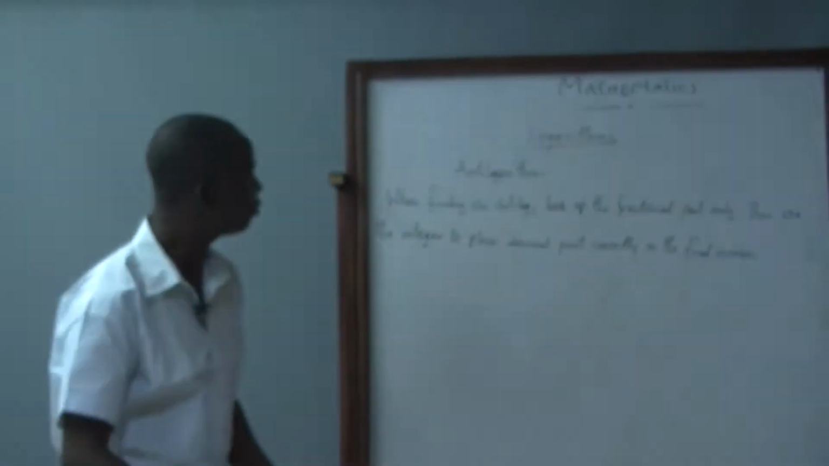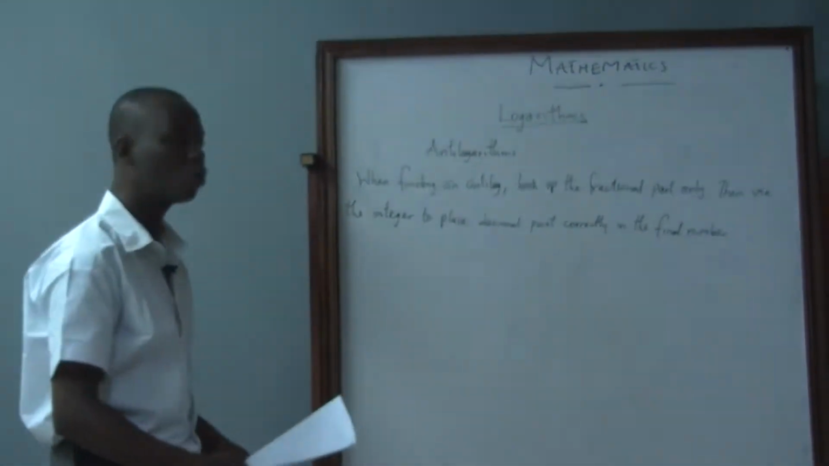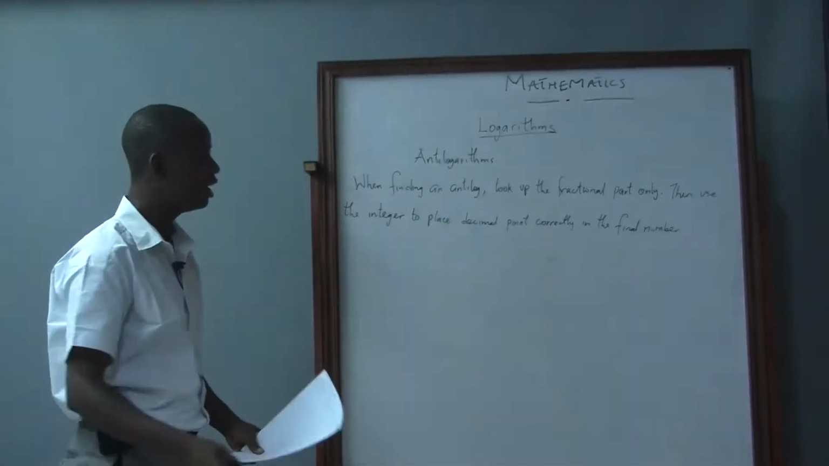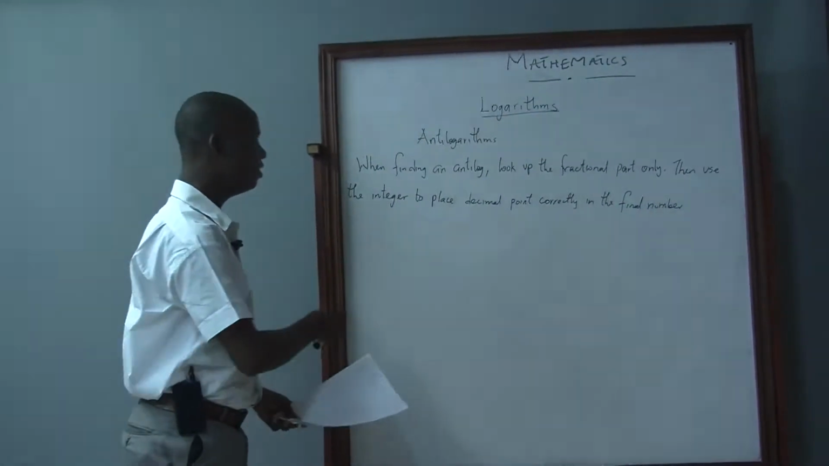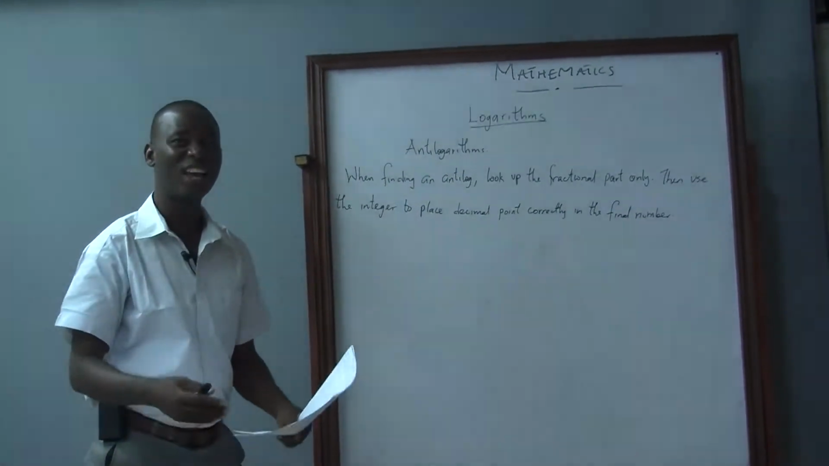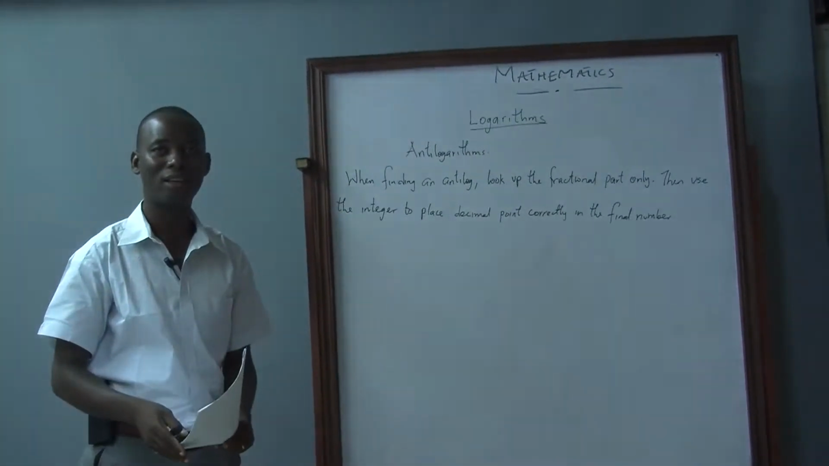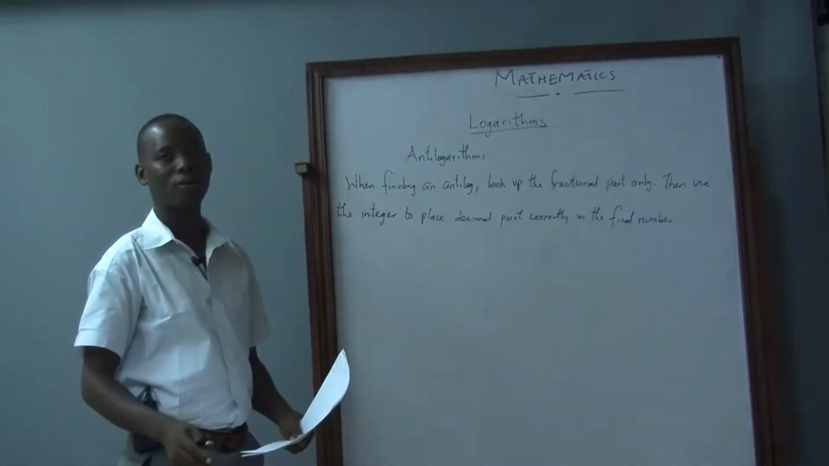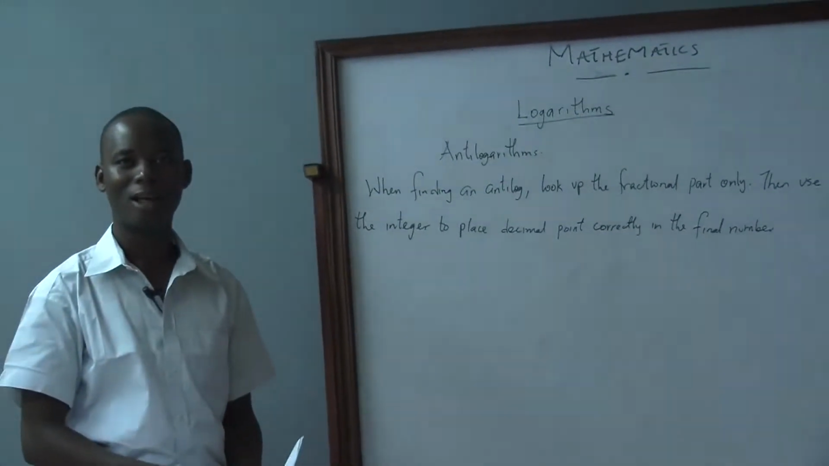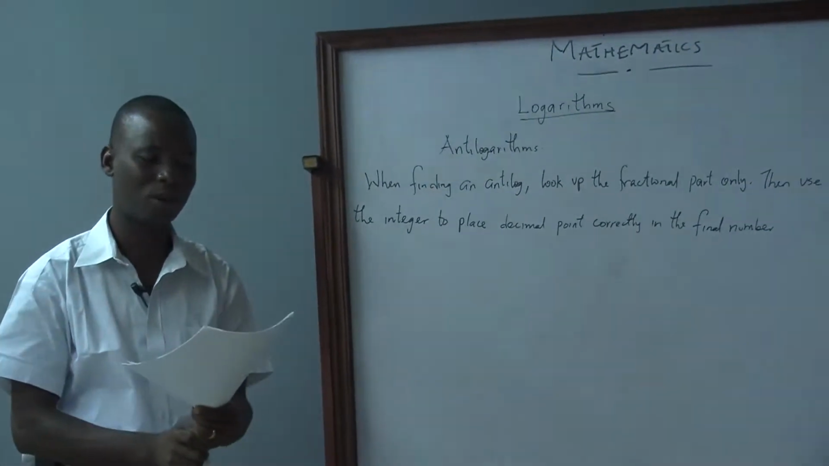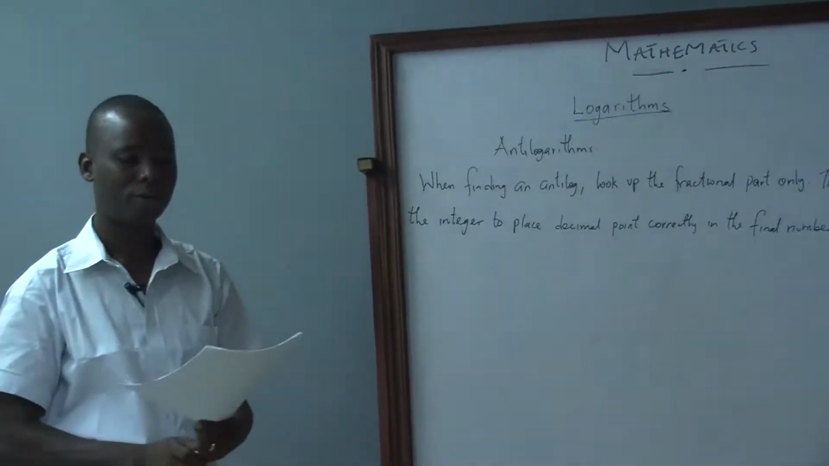Now, also, if we want to find the antilog, all we need to look up from the table is the fractional part only. And the integer, the characteristic, will tell us where we're going to be placing our decimal point. It's just the simple reversal of what we did when we were looking for the logarithm. That is what we're going to do. Let's look at some examples to drive home our points here.